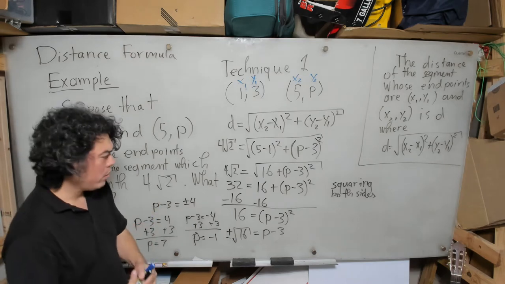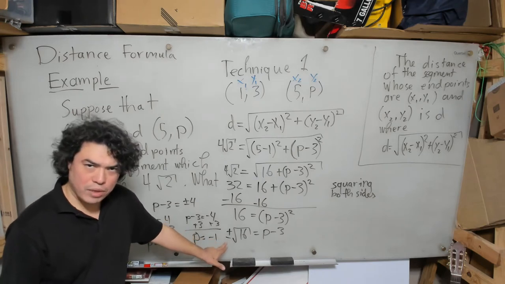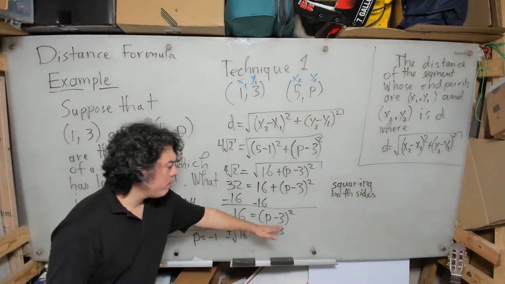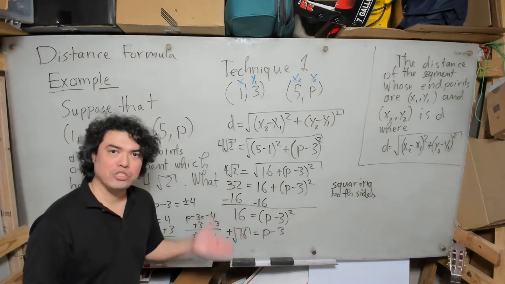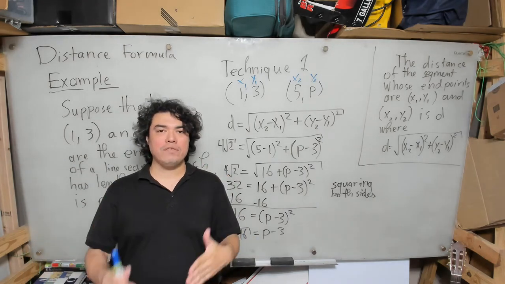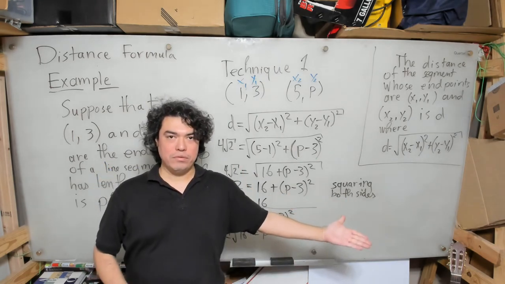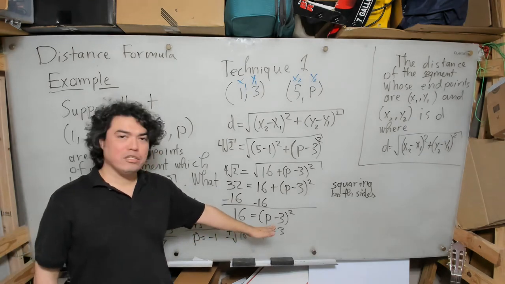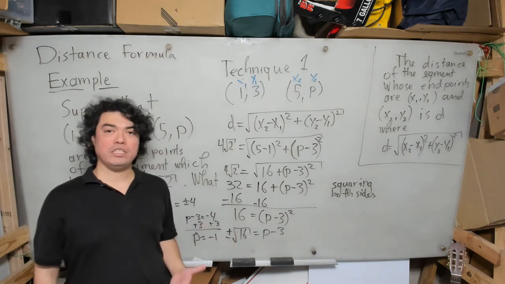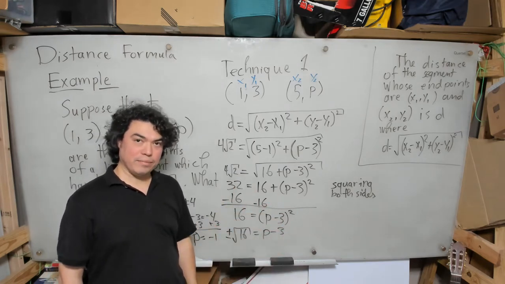Now, let me make a brief comment here. You might say, okay, David, when I took the square root, I automatically affixed a plus minus to the square root of the 16. Why did I do that? Okay, so I know that p minus 3 is a number which, when I square it, gives me 16. Now, if I take a positive times a positive, I get a positive. If I take a negative times a negative, I get a positive. Therefore, let's say p minus 3 squared equals 16, then either p minus 3 is a positive number whose square is 16, or p minus 3 is a negative number whose square is 16, okay?